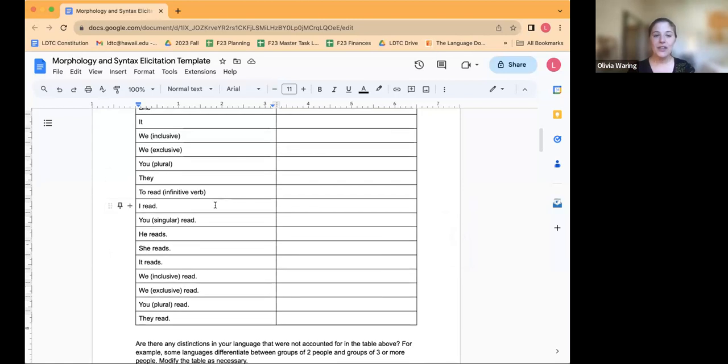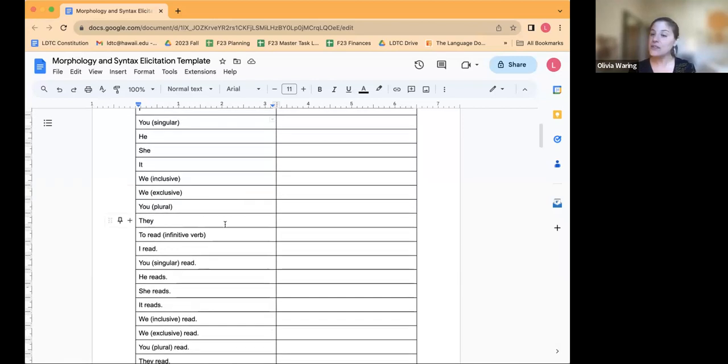And then you might start to elicit different sentences that involve these different pronouns. And you'll see how your language changes in response to those different actors. So the verb for "I read" may look very different from the verb for "you read." In English, they happen to look identical. In some other languages, they might be very different. And by comparing these different forms, you'll be able to identify, hey, what changed? And the thing that changed is most likely an affix of some sort.